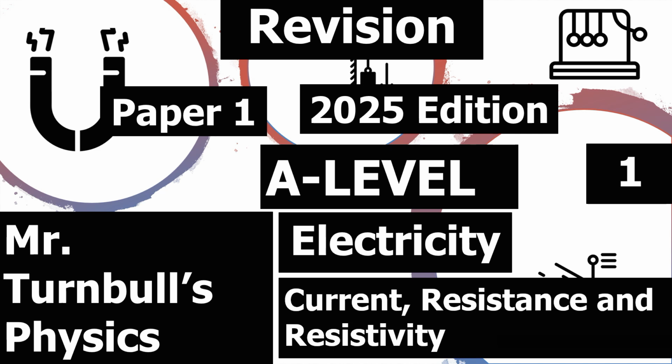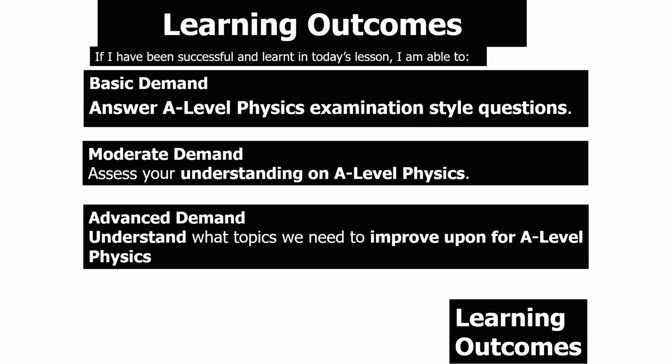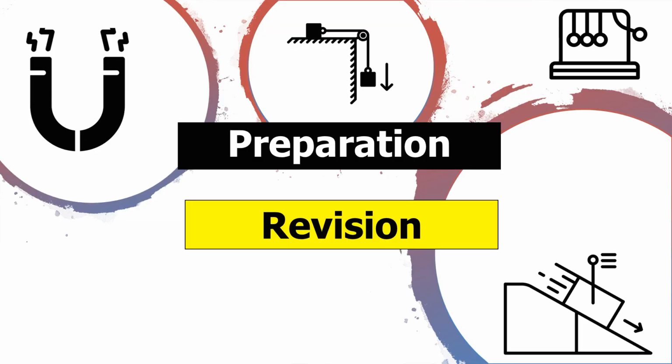Hello and welcome to this revision session for AQA A-Level Physics on the topic of electricity, which is found in paper 1, on current, resistance and resistivity. If we've been successful, by the end of this revision session we should be able to answer A-Level Physics examination style questions, assess our understanding of A-Level Physics and understand what topics we need to improve upon. So how should you prepare for this revision session?